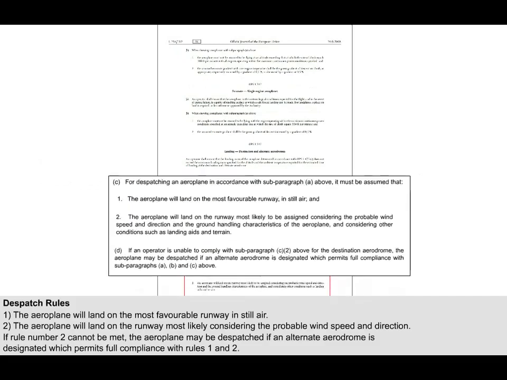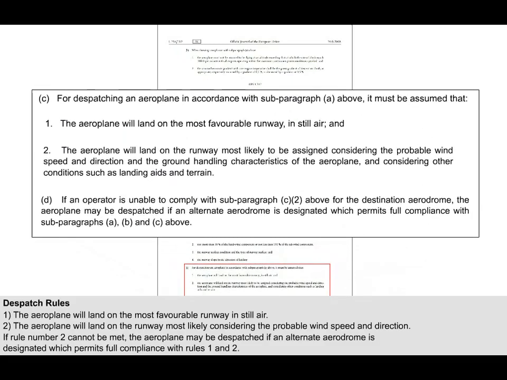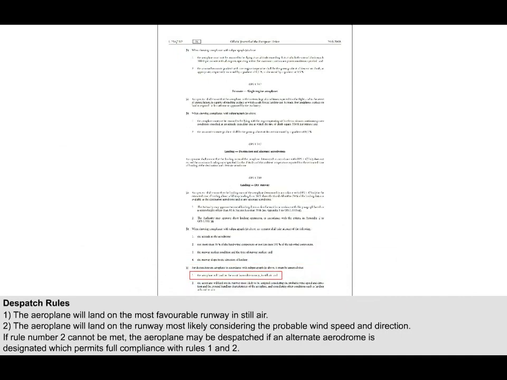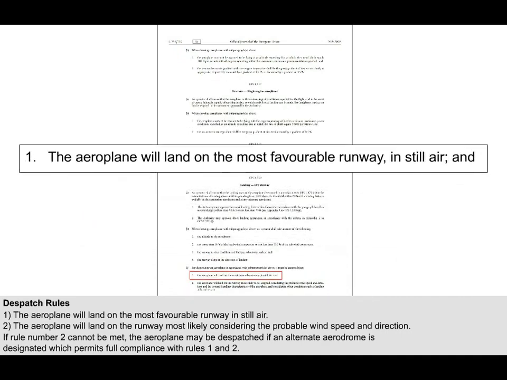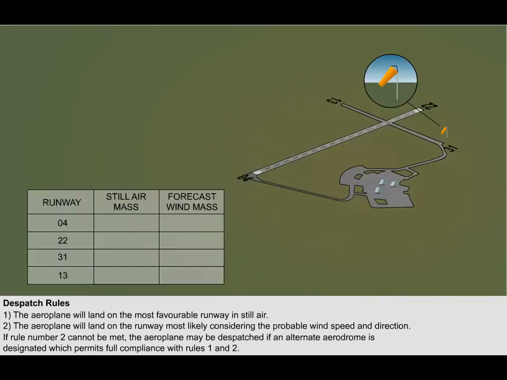These dispatch regulations may sound a little complicated, so let's examine them further. The first assumption is that the aeroplane will land on the most favourable runway in still air or zero wind. This means that, assuming zero wind at the destination airfield, the runway which would accommodate the largest possible landing mass would be selected, since this is the most favourable runway. In our example on screen, assuming zero wind, runway 04 and runway 22 both allow a maximum landing mass of 1,500 kilograms.